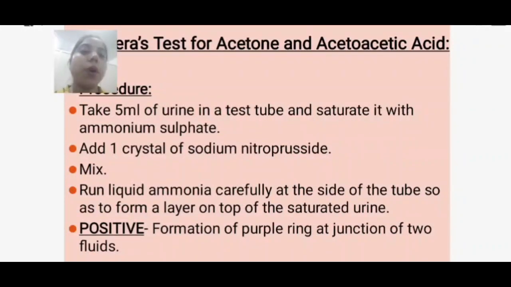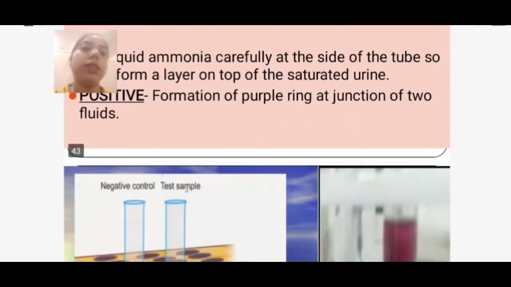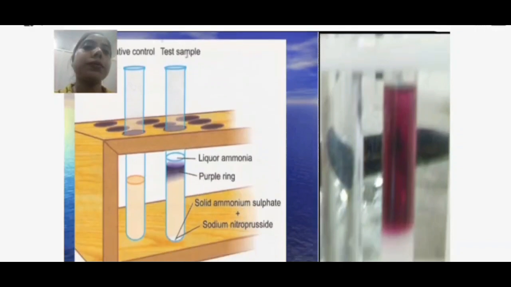Then a positive test will occur when there is formation of a purple ring at the junction of the fluids. And if there is no purple ring at the junction of the fluids, that means there is an absence of ketone bodies in the urine sample.